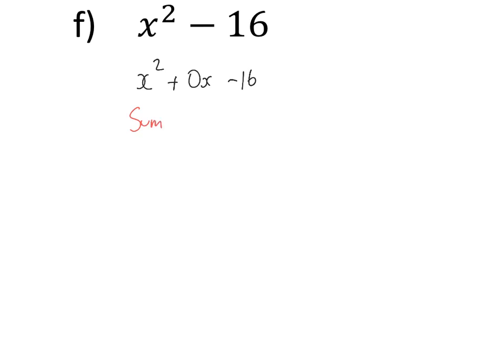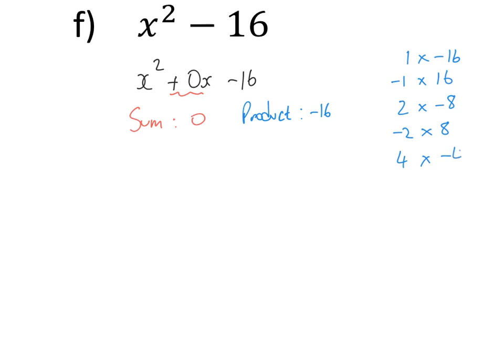So now if we look at the sum, which is the number of x's that we have, it's 0, and the product is the number term. So that's -16. Then we look at all the combinations that multiply together to give 16. So you'd have 1 and -16, or -1 and 16. You'd have 2 and -8, or -2 and 8. Or you would have 4 and -4, or -4 and 4, which is the same thing. And out of those, the way we get to add together to give 0 is this last one. So 4 add -4 is the same as 4 take away 4, which is 0.